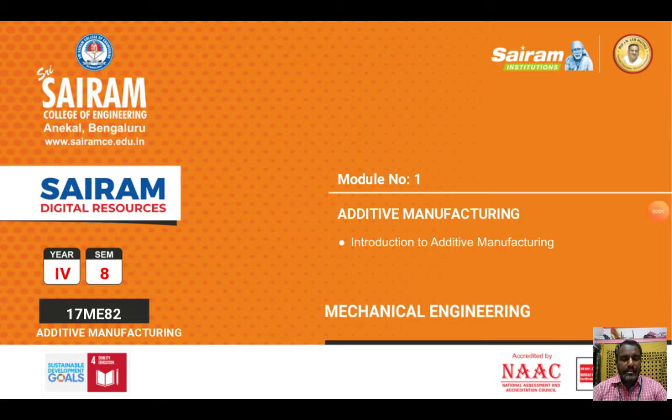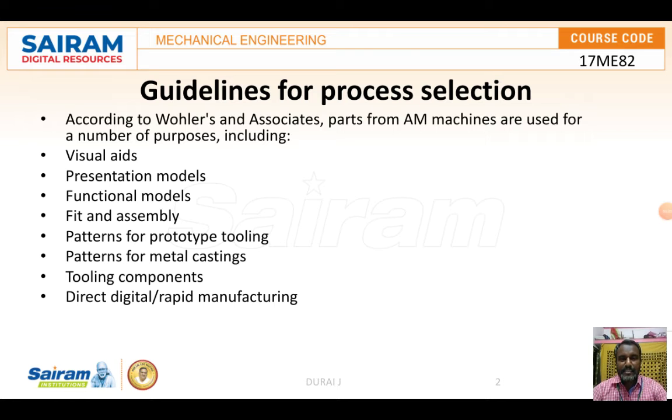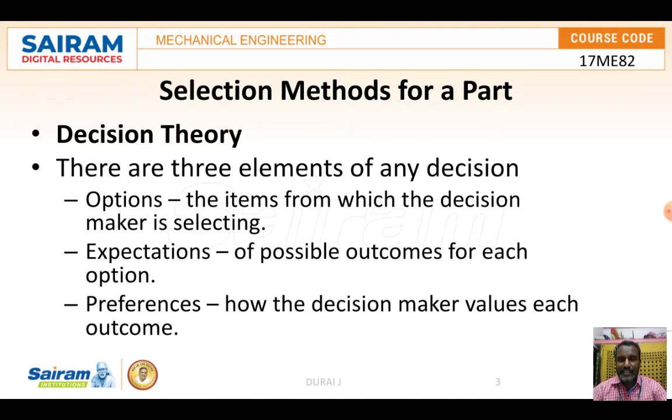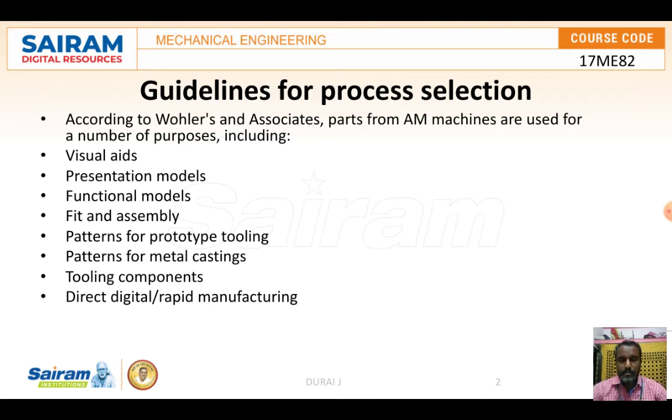So good evening everyone. In this video we are going to discuss the selection method for additive manufacturing parts. So those things we are going to discuss. Here, the selection method for additive manufacturing has three methods. One is the decision theory. The second one is the approaches determining feasibility. The third one is the approaches to selection. So these are all the three methods we are going to discuss over here.